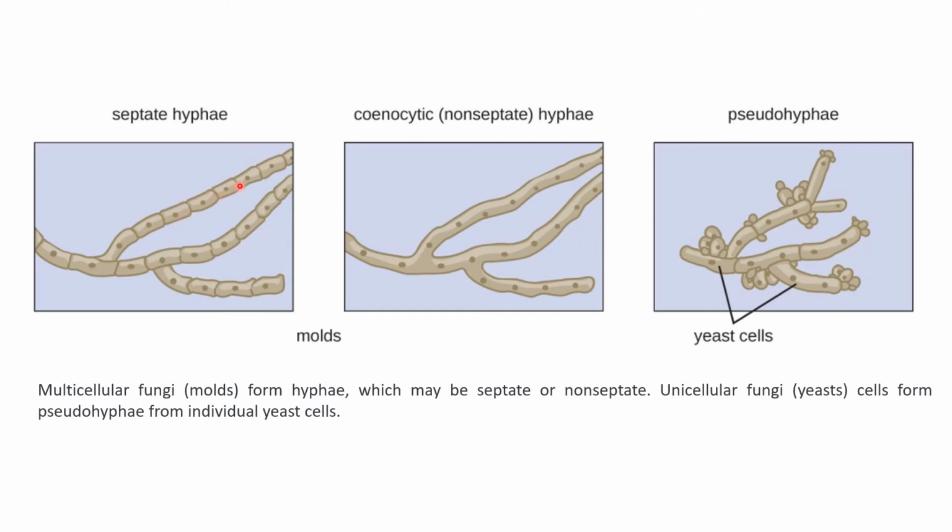Okay, and hyphae can be divided, like the cells could be separated from one another, and the nucleus and the cytoplasm of one cell is separated from another cell by what we call septa. So we have here septate hyphae. If the cytoplasm is continuous, of course we have non-septate hyphae, or sometimes we call it coenocytic. And sometimes the incomplete separation of a dividing yeast cell forms what we call pseudohyphae. Okay.